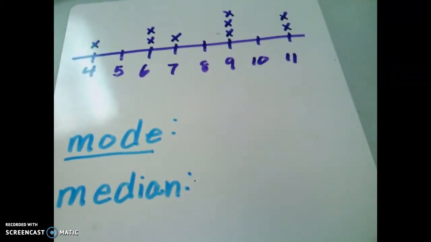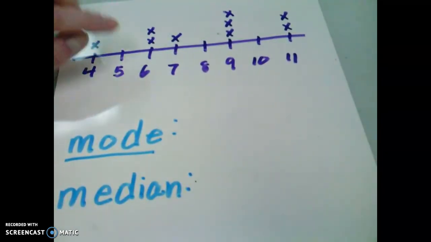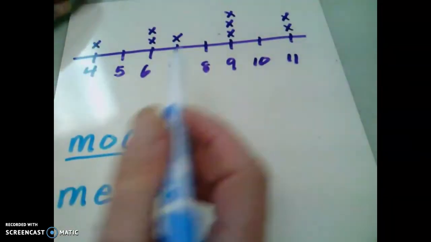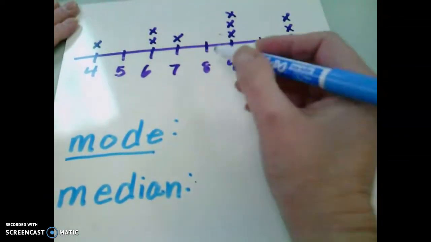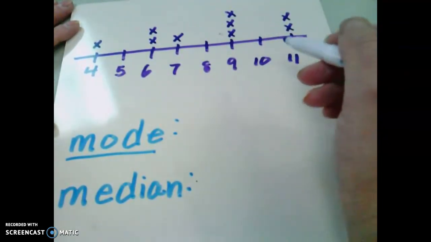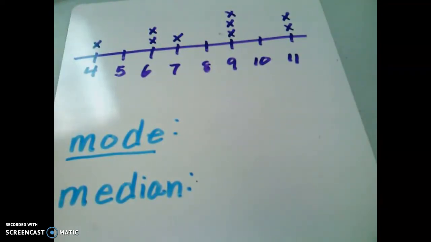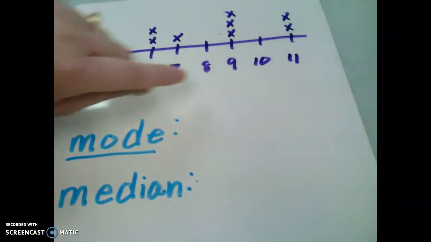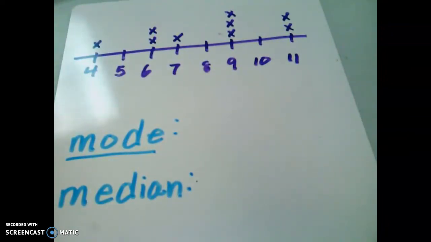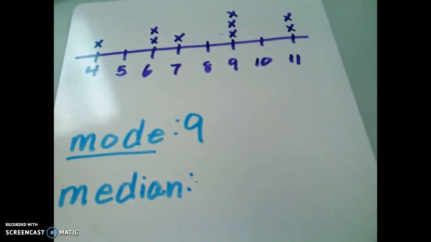So if I look at the 4, I've used it once, or one person has a 4. Nobody has a 5, 2 people have a 6, one person has a 7, nobody has 8, there's 3 people for 9, none for 10, and 2 for 11. So I'm going to look and find my mode. The mode is which number has the most x's. So I can see my 9 has 3 x's, that's the most. So my mode is 9.